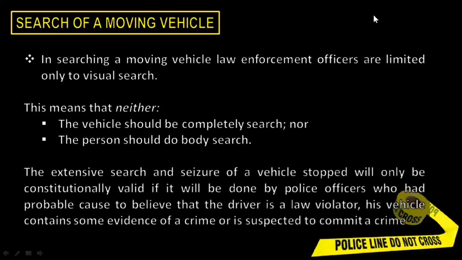The extensive search and seizure of a vehicle stop will only be constitutionally valid if it will be done by police officers who had probable cause to believe the driver is a law violator. So his vehicle contains some evidence of a crime or he is suspected to commit a crime. So valid lang yung thorough or complete search of the vehicle if the police officer has probable cause that the driver had committed the crime, and that the police officer believes that the vehicle contains the evidence relating to the crime committed by the driver.